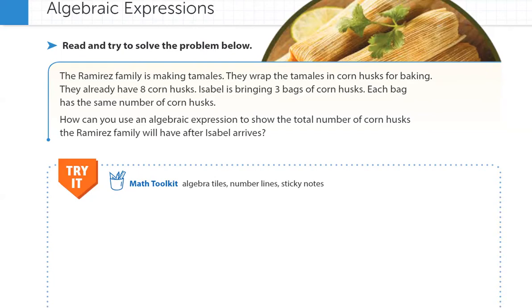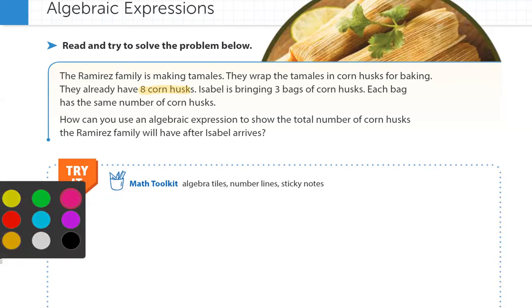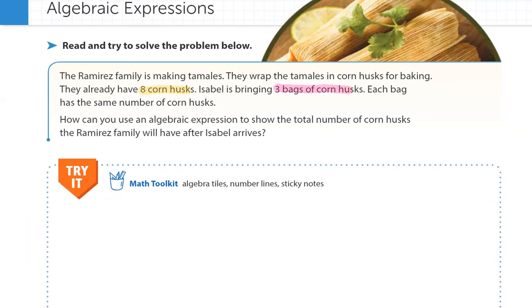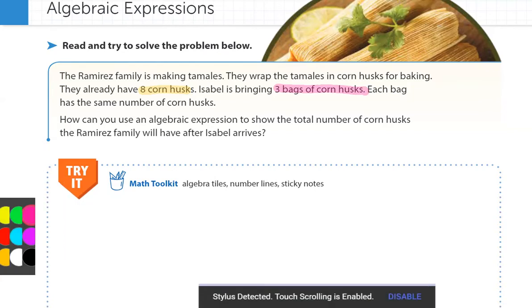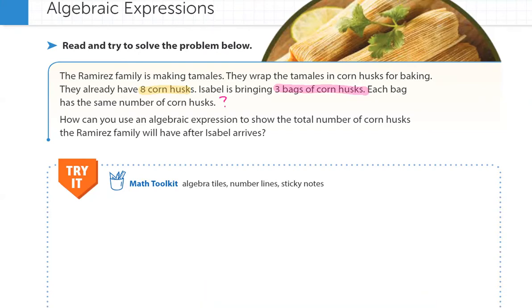But the Ramirez family is making tamales. They wrap the tamales in corn husks for baking. They have 8 corn husks, so we know how many they have. Isabel is bringing 3 bags of corn husks. And each bag has the same number, but does it tell us what number? No. How many corn husks do we have? So how can you use an algebraic expression to show the total number of corn husks?